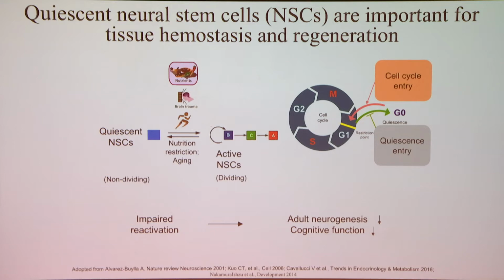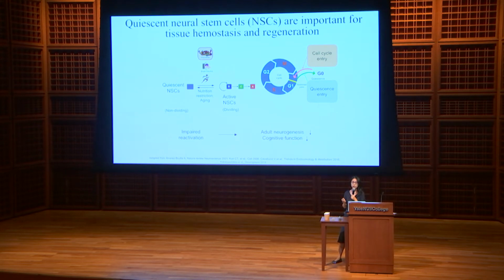So the ultimate goal is that our study can eventually help generate new knowledge on how to stimulate our own endogenous neural stem cells for regeneration capacity, to generate new neurons and compensate for neuronal loss in neurodegenerative disorders. Studies in mammalian brains have also shown that impaired neural stem cell reactivation can lead to a deficit in adult neurogenesis and decline of cognitive function. Yet we know very little about how to wake up quiescent neural stem cells.